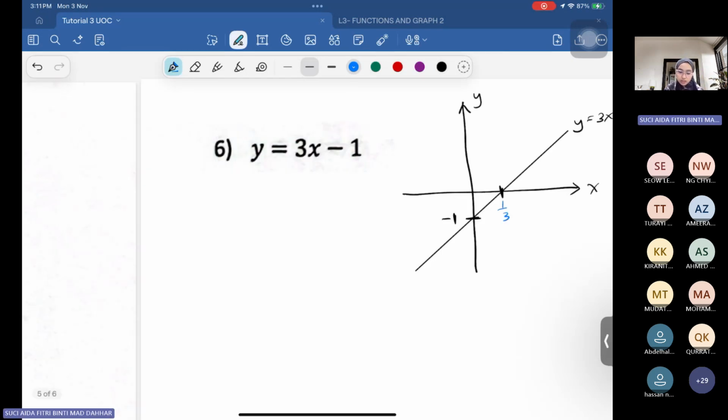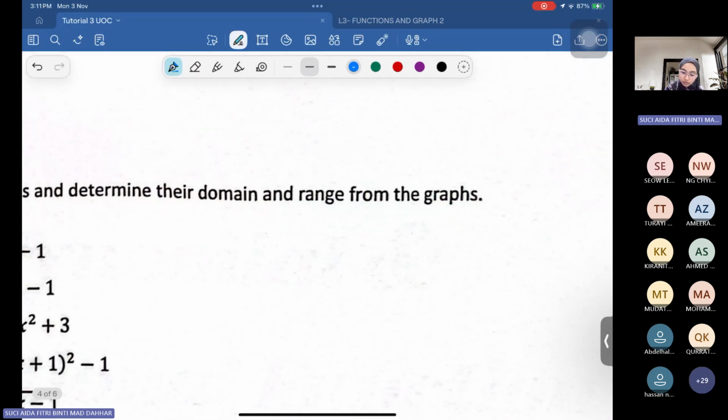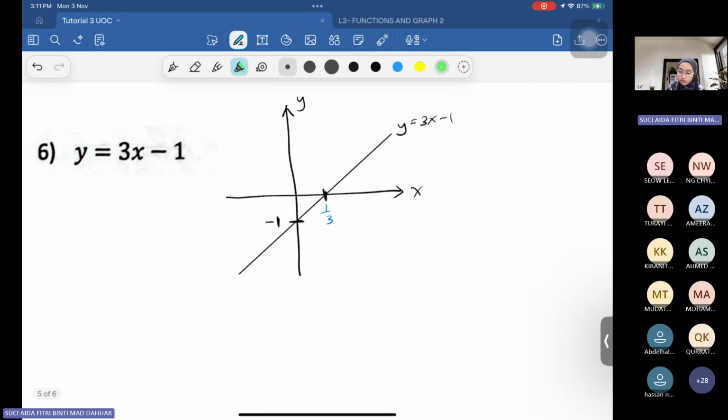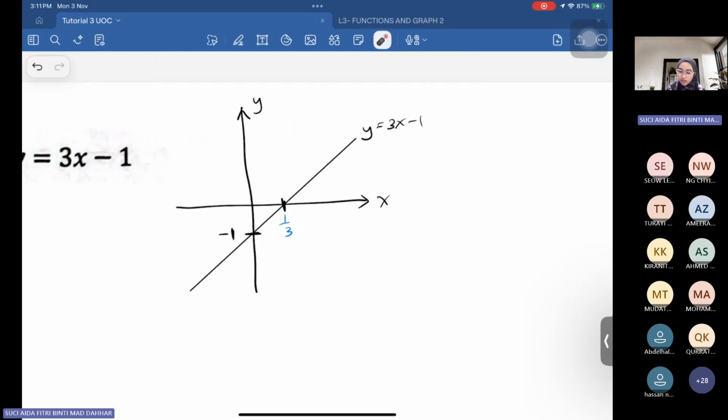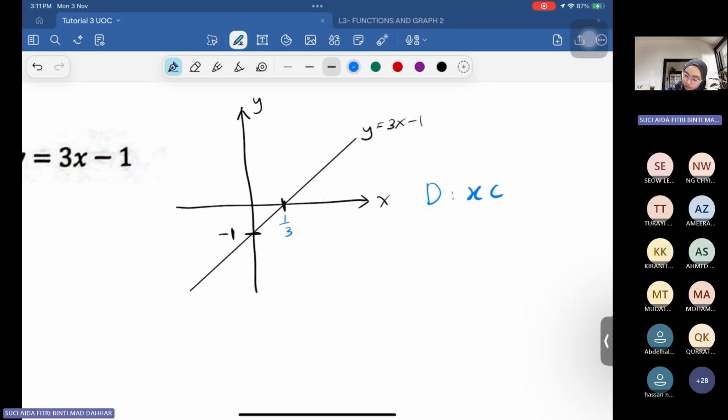Now we can answer. Did they ask for both? Yeah, they asked for both the domain as well as the range. What's the domain of this graph? Is there any restriction on x? No. This one literally goes up and down, so there's no limitation on x. It could be any real number.